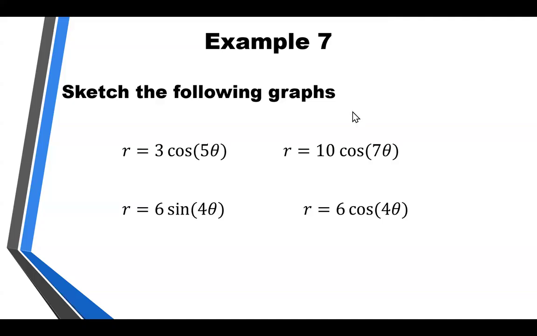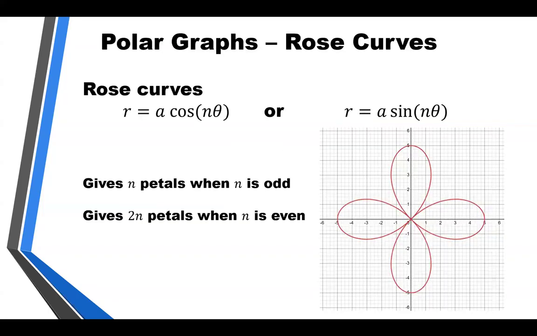So example 7 shows a lot of well-known curves, and they all fall into this class that we call rose curves. Rose curves are curves which are r equals a coefficient, a, times cosine of n theta, or r equals a multiplied times sine of n theta. n here is going to be a whole number.